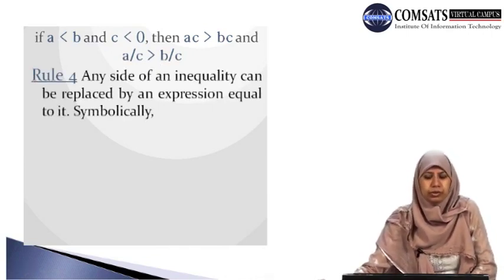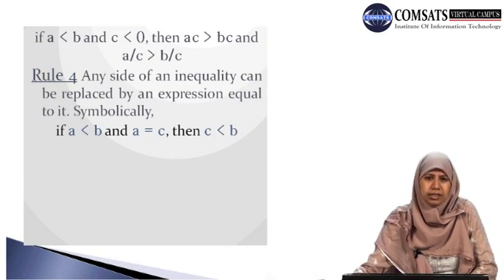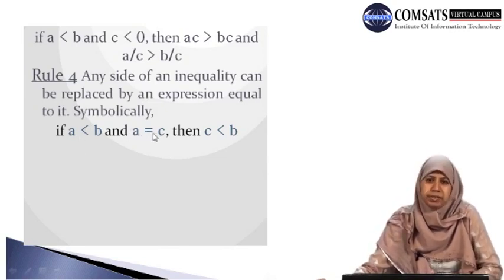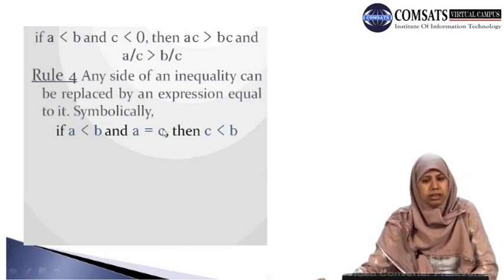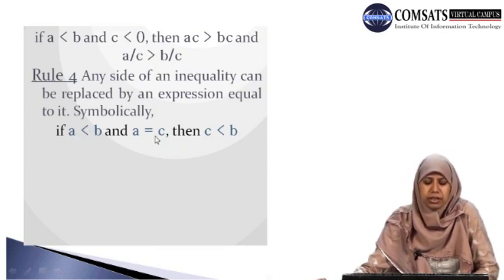Now we have our rule 4: if any side of an inequality is replaced by an expression equal to it, then the inequality has the same sense. What do we mean by this? If we have the inequality a is less than b, and we know that a is equal to c, some specific value of a, then it is equivalent to say that c is less than b. That is, in this case we are replacing a by an expression which is equal to a.